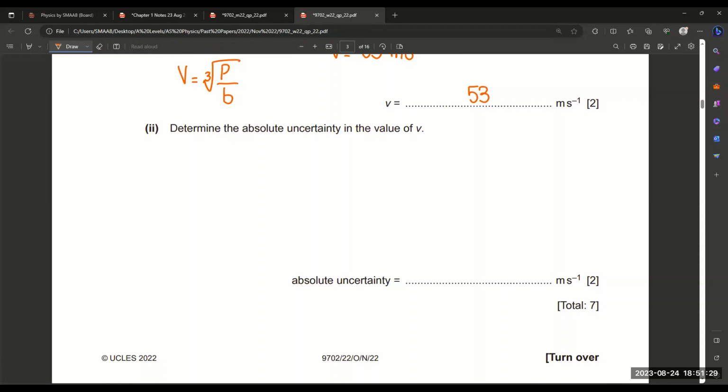Now this is the main part, the uncertainty, or the absolute uncertainty, because they always ask about absolute uncertainty, right?